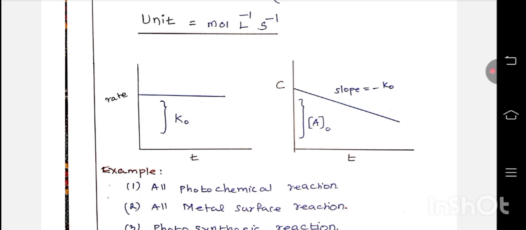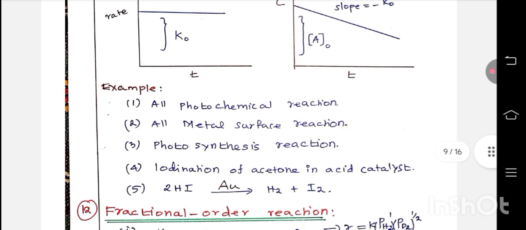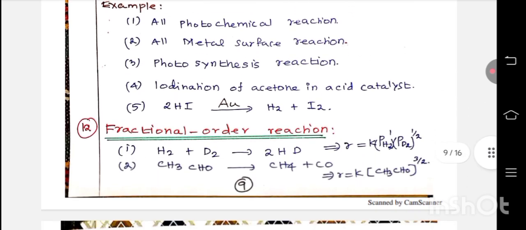The examples of the zero order reaction: all photochemical reactions, all metal surface reactions, photosynthesis (a biological reaction), iodination of acetone in acid catalysis, and hydrogen iodide decomposition in the presence of gold. 12th, fractional order of reaction. The fractional order is also available.